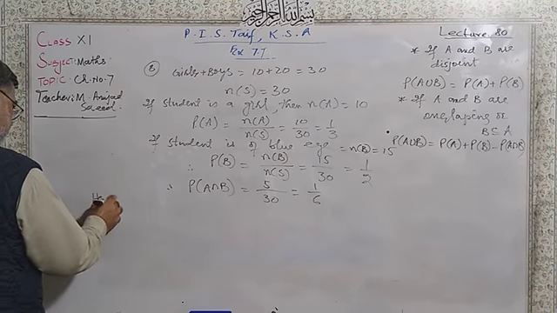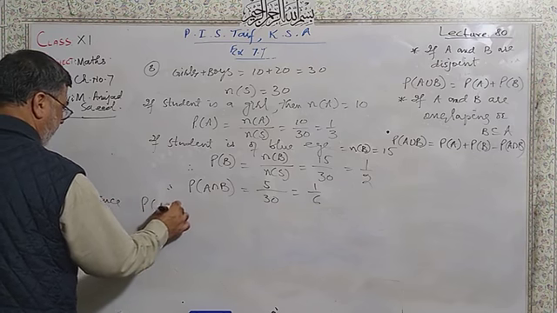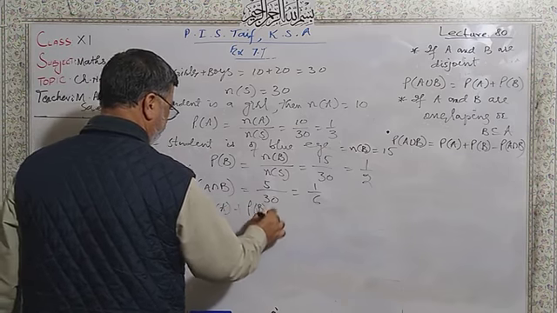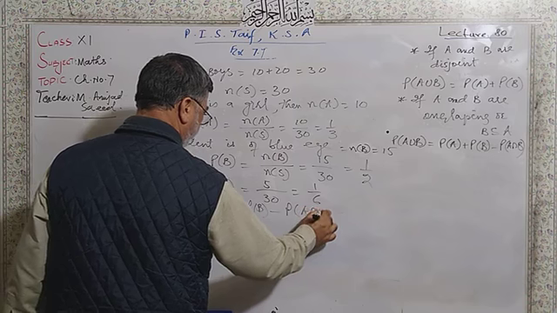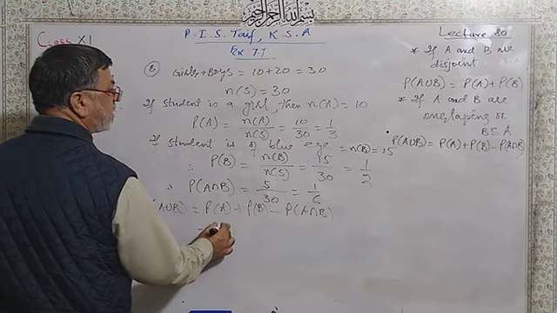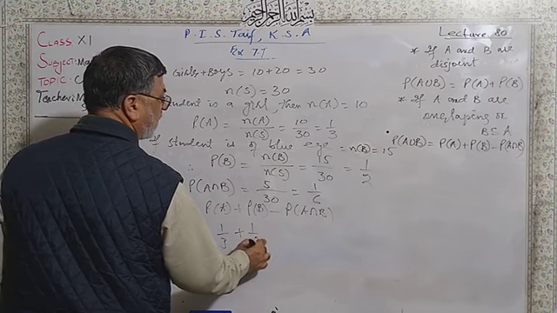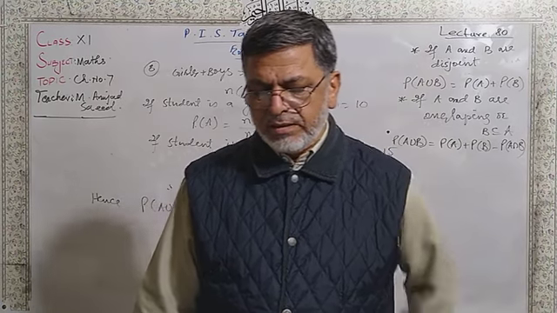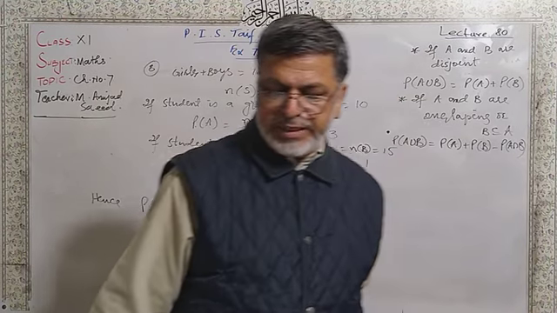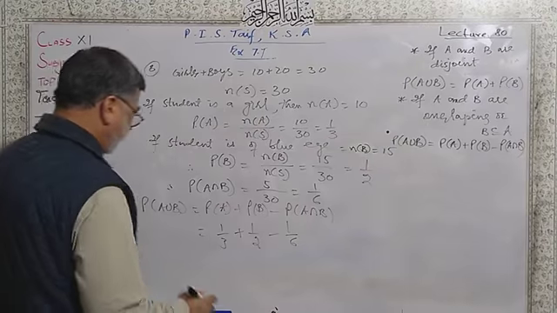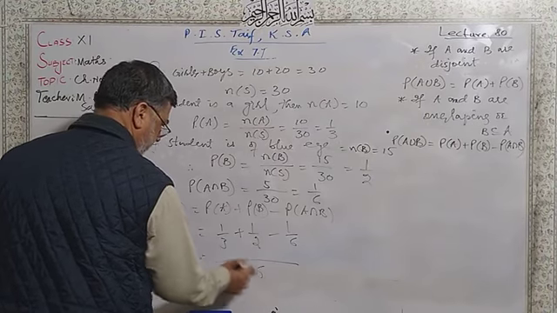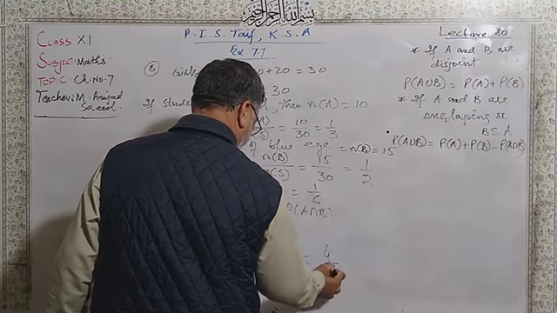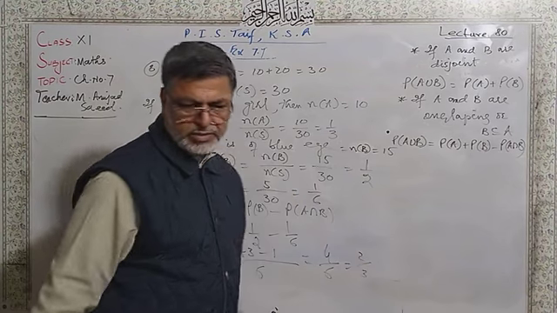Hence, probability of A plus probability of B minus probability of A intersection B, that is 1 over 3 plus 1 over 2 minus 1 over 6. Dear students, you can take LCM: 2 plus 3 minus 1, that will be 4 over 6, which is 2 over 3.